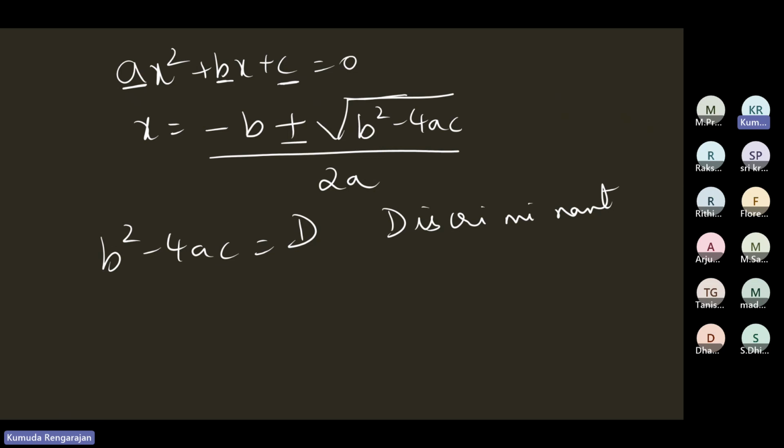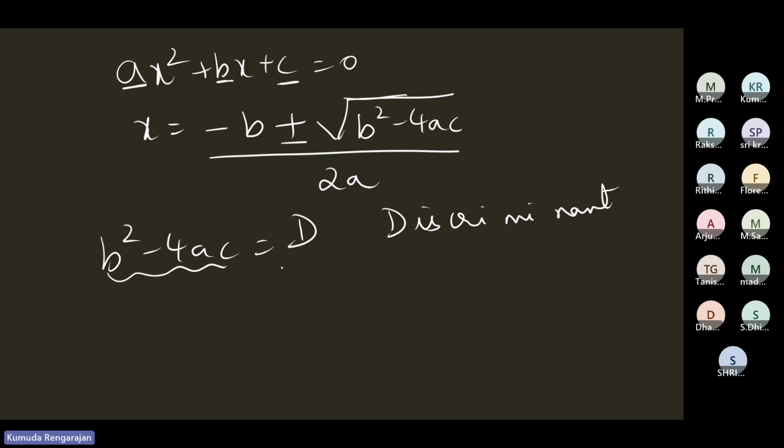The expression b square minus 4ac is called the discriminant because this expression determines the nature of the roots of the equation. So how does it decide the nature of the roots? If the value of b square minus 4ac is negative, say like root of minus 10, we know that the square root of a negative number is imaginary. It's not real. That means the quadratic equation will have imaginary roots or no real roots.